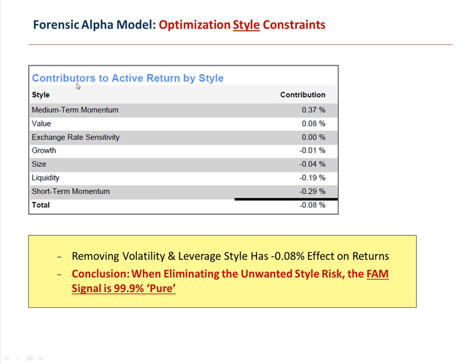When I took a look at the contributions by style to the FAM portfolio that was long-short, we can see they sum to negative 0.08%. In other words, when eliminating the unwanted style risks, the FAM signal is 99.9% pure. FAM, when optimized, simply has none of these other styles. It is a unique signal all by itself.